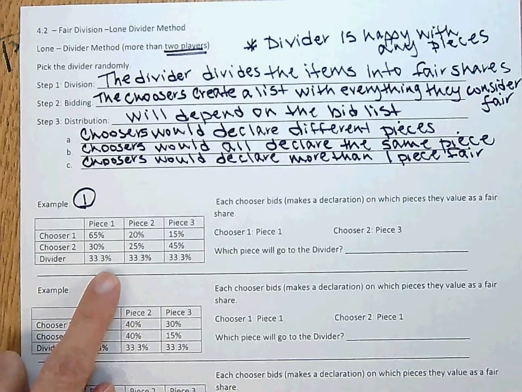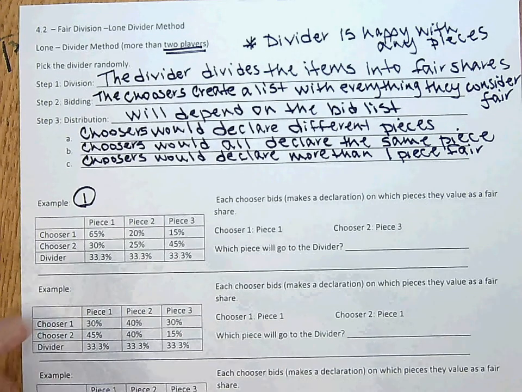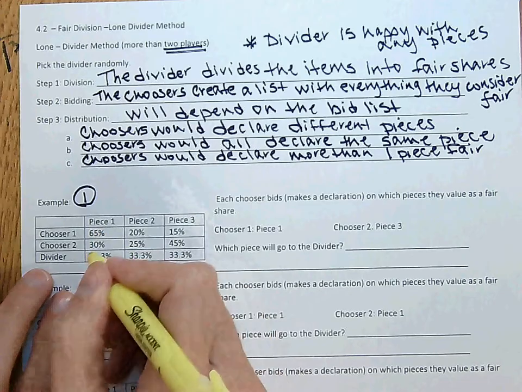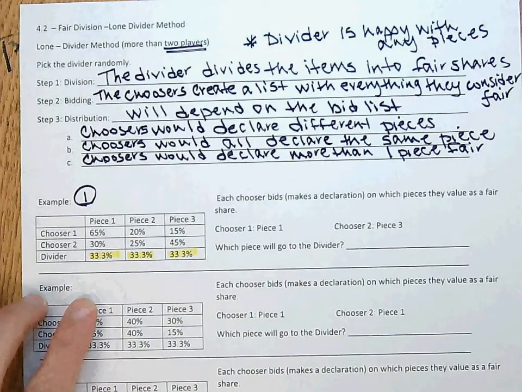So now what are we going to do? Any piece that is valued more than 33.3%, any piece that's valued more than that would be considered fair because you feel like you got your fair share of it. So in this case, this is the target, 33.3, because there's 3 of us.